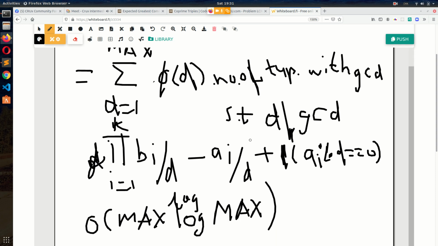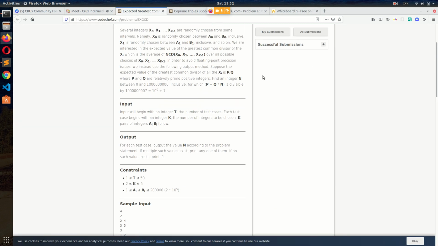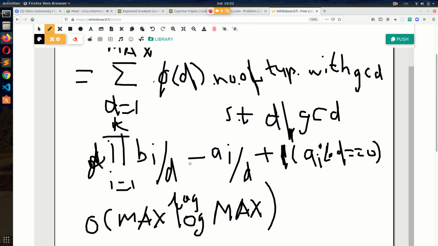Could you just re-explain how this equates to it? The bi by d minus ai by d equates to phi d into the number of tuples of GCD? So for a particular position in the tuple, for a particular pair here, you could calculate the number of values which D divides. Those values would be bi by D minus ai by D. This could be off by 1 as well. The case where it would be off by 1 is if ai is also divisible by D, so that value would get removed from here.